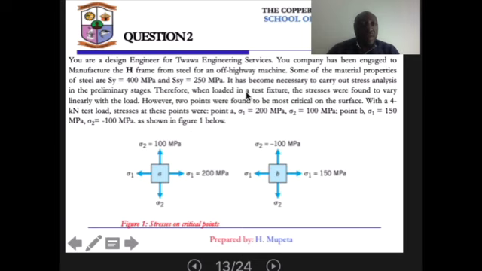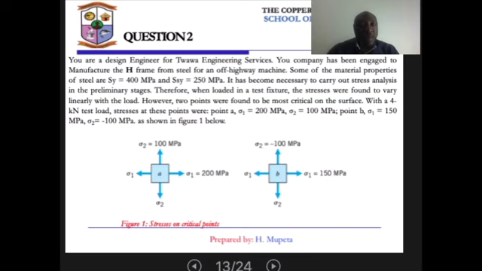You are a design engineer at our engineering services, and your company has been engaged to manufacture the H-frame from steel of an off-highway machine. Some of the material properties of steel are that the yield strength is 400 megapascal and the yield strength in shear is 250 megapascal. It has become necessary to carry out stress analysis in the preliminary stages. Therefore, when loaded in a test fixture, the stresses were found to vary linearly with the load. However, 2 points were found to be most critical on the surface with a 4 kilonewton test load.